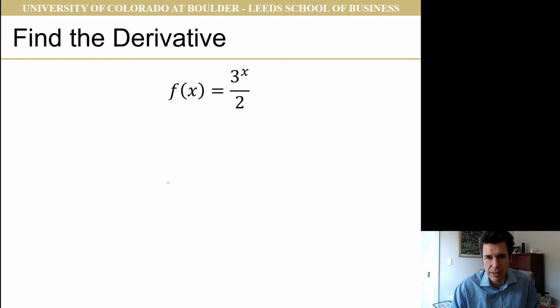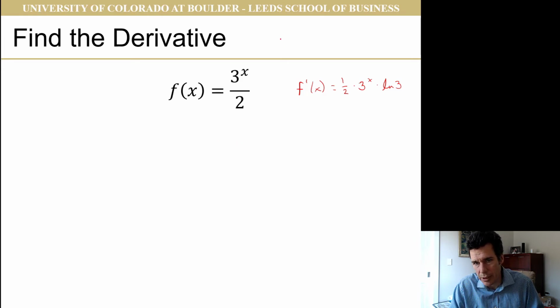Next set of functions: f of x equals 3 to the x over 2. Again, we have a constant, 1/2, which we'll bring out, times the derivative of 3 to the x, which is 3 to the x times ln of 3. The rule we've got to know, I'll write it up here: if f of x equals b to the x, then f prime of x equals b to the x ln b.